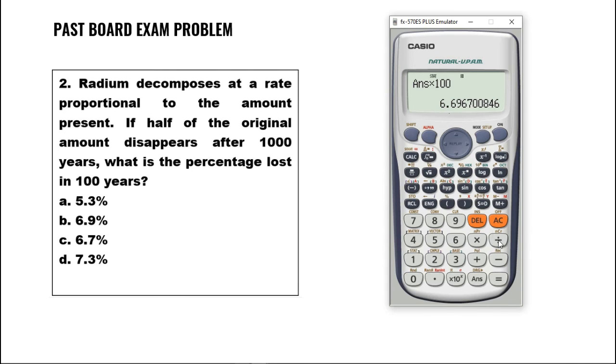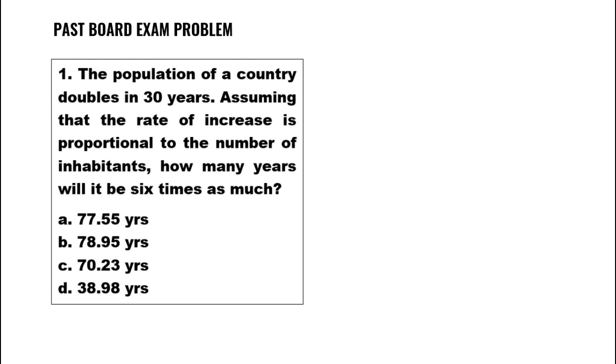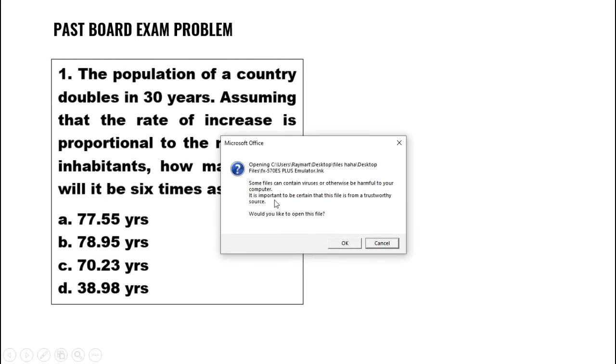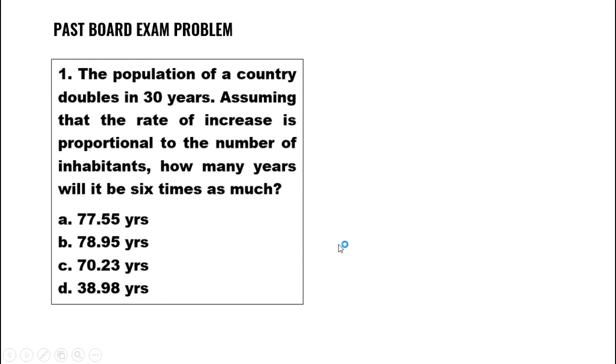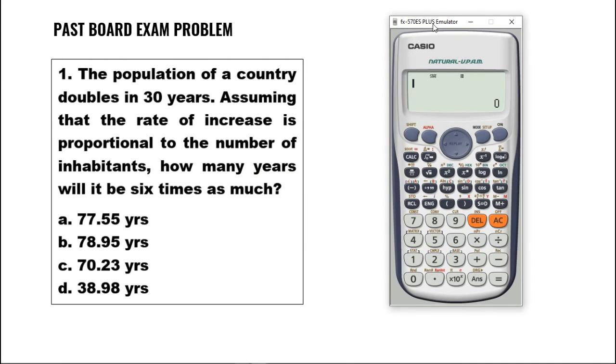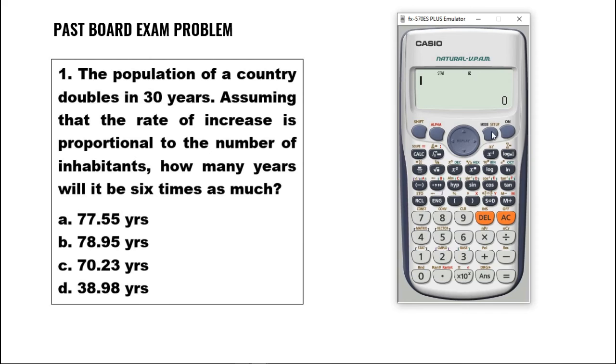So let's proceed, guys, to our next problem. The population of a country doubles in 30 years. Assuming that the rate of increase is proportional to the number of inhabitants, how many years will it be 6 times as much? Same approach here, guys: population growth is still exponential growth when you're dealing with differential equations. So we have mode stat again, then 5.